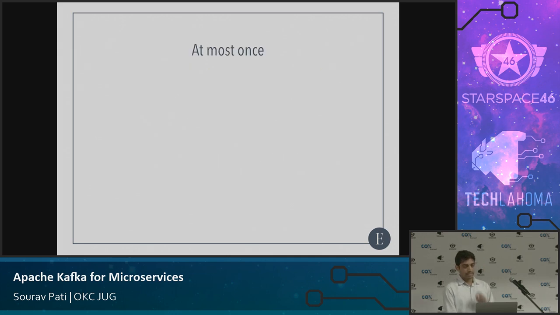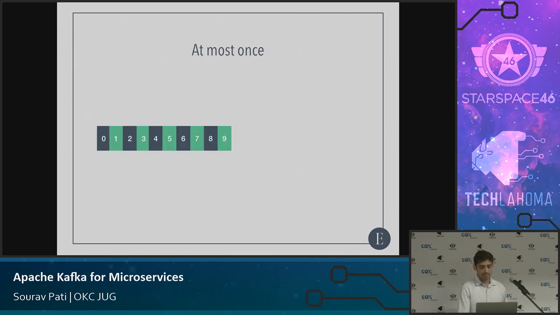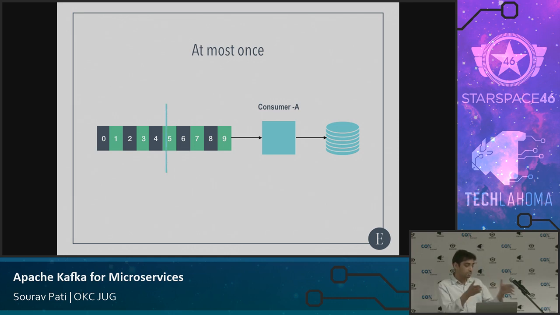So in at most once, what happens is, suppose you have multiple messages stored in your partition, right? And then you have a consumer A, which receives the data from these partitions and pushes the data to some database, right? And your consumer gets the data in a batch. So suppose in the first batch, we get 5 messages, 0 to 4.